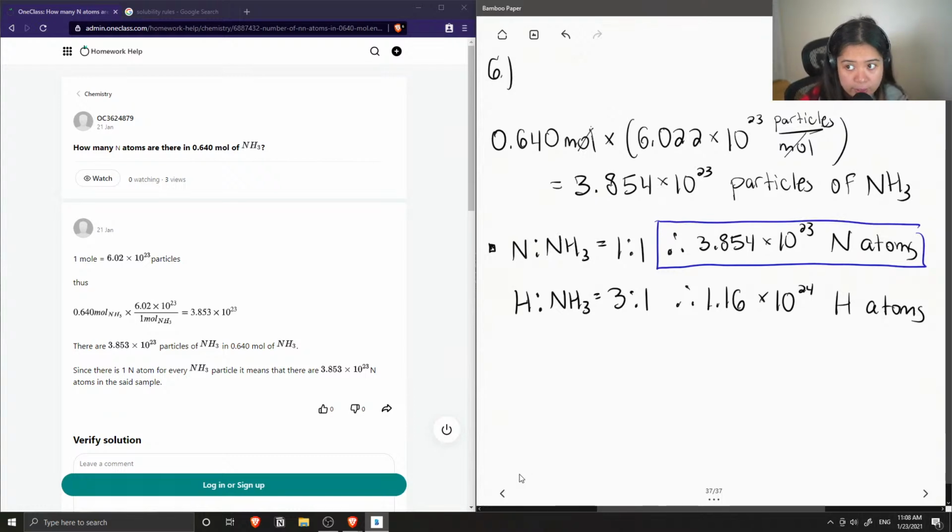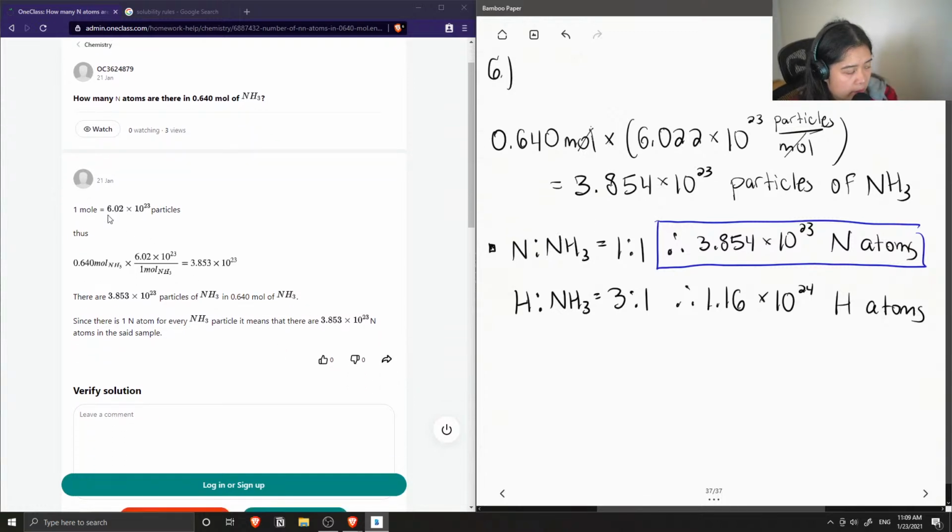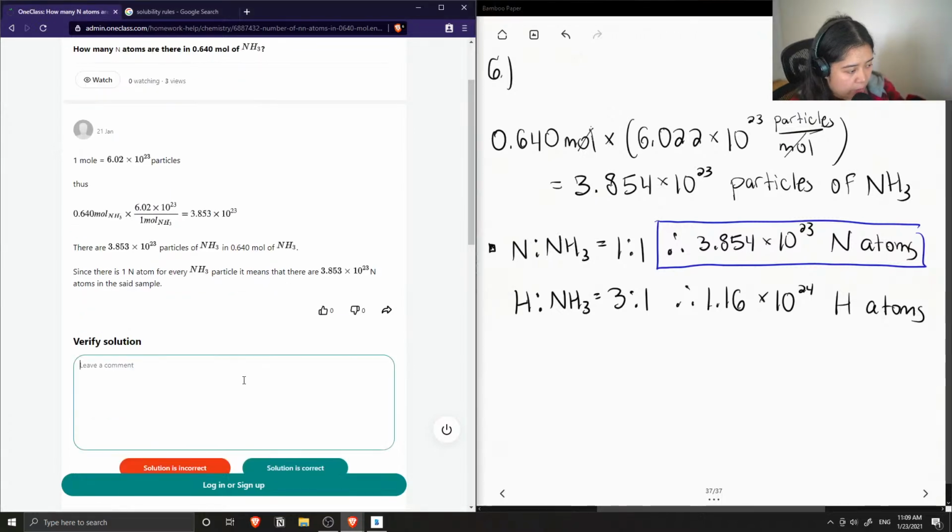So now let's see what the junior tutor said. So 1 mole is equal to 6.02 times 10 to the 23 particles. So if we multiply that, you get 3.853 times 10 to the 23. Since there is 1 nitrogen atom for every NH3 particle, that means that there are also 3.853 times 10 to the 23 nitrogen atoms in the sample. Yep, so this solution is correct.